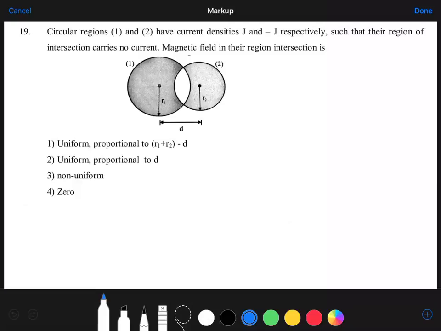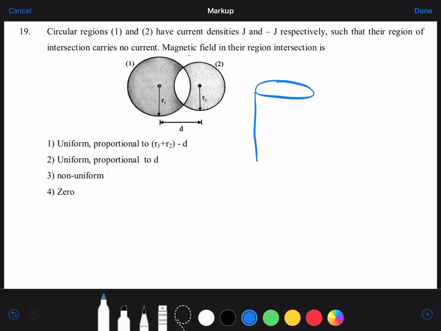Over here it is given that a circular region 1 and 2 having current densities J and minus J respectively, such that their region of intersection carries no current. The magnetic field in their region of intersection is... So over here we should consider it something like this.